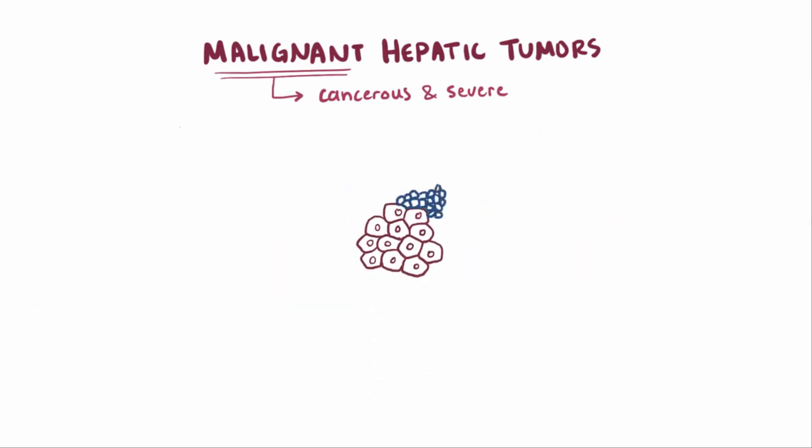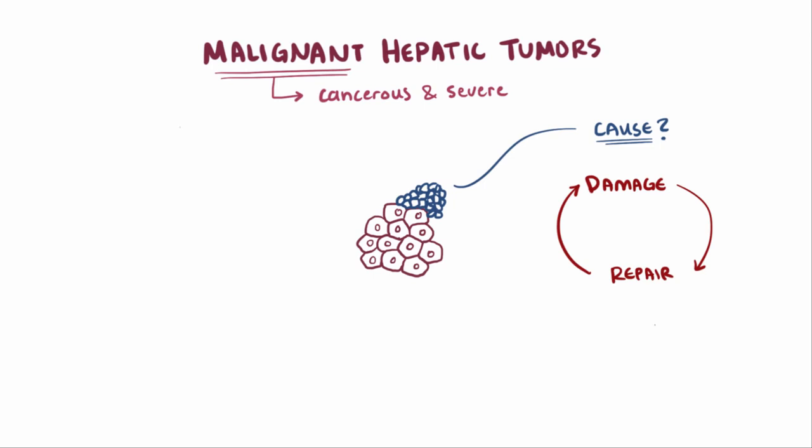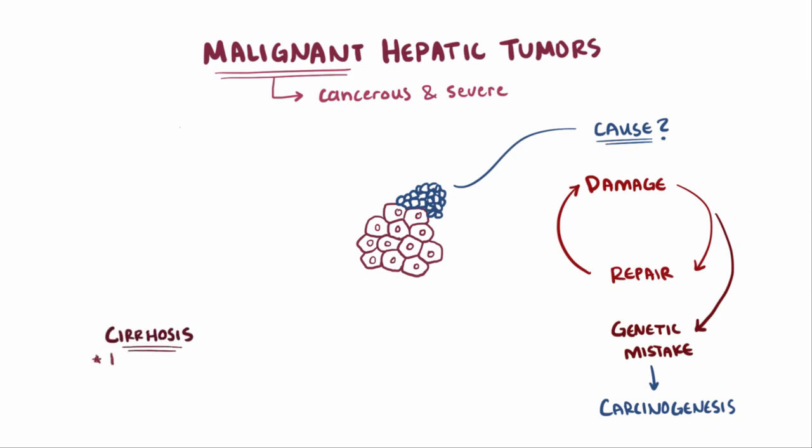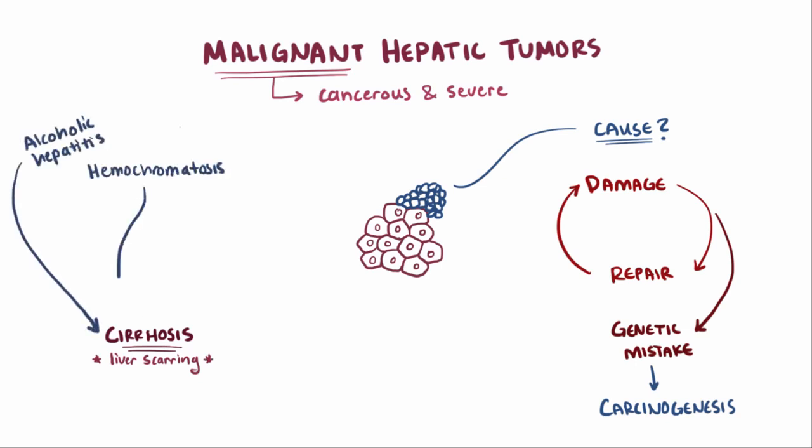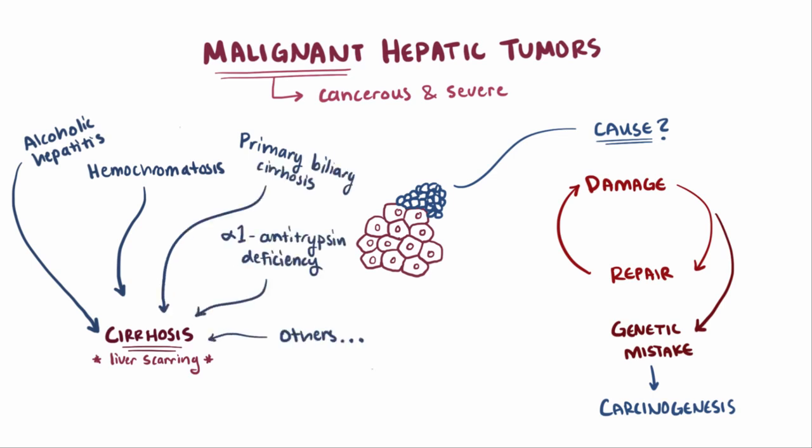Alright, but what exactly causes the mutation in the hepatocyte, though? Well, the mechanism isn't fully understood and can probably be caused by a lot of different things. Most importantly, though, things that put the liver in a constant cycle of damage and repair are the biggest culprits. If the liver cells are constantly being forced to repair, this raises the chances of genetic mistakes or mutations, which potentially leads to carcinogenesis, or development of cancer cells. Examples might be any disease that leads to cirrhosis and scarring of the liver tissue, which can include alcoholic hepatitis, hereditary hemochromatosis, primary biliary cirrhosis, alpha-1 antitrypsin deficiency, and others.